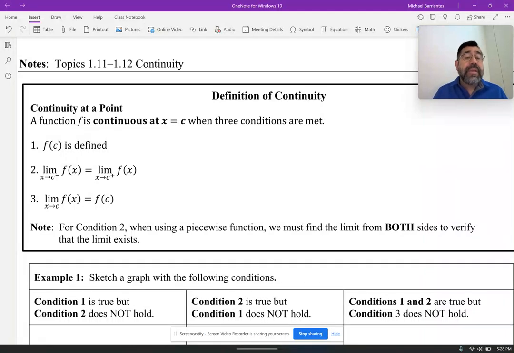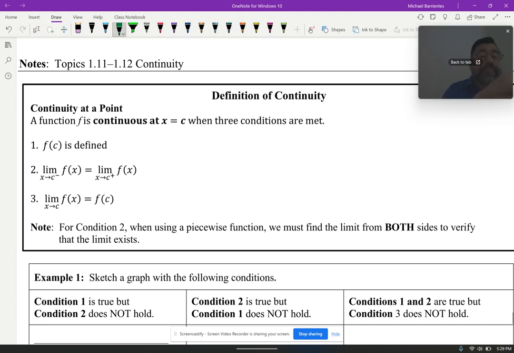But let's see. So what we talked about in the previous topic 110 about identifying different types of discontinuities and then how to fix them led us to the definition of continuity, which is in this big box. So we know that a function f is continuous at some x value. I don't know what x value, so we'll call it c. It could be any x value. We can check if a function is continuous at an x value c if three things happen.